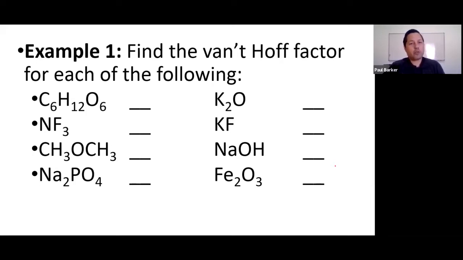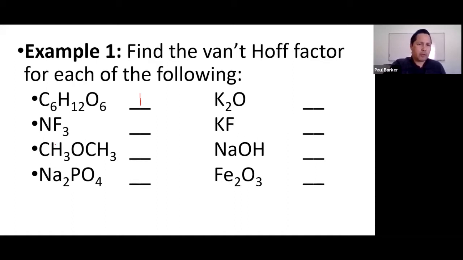So let's start with the first one, that is glucose, C6H12O6, carbon, hydrogen, and oxygen. They're all covalent bonds. All of them are covalent bonds. So I can go ahead and say, therefore, the Van Hoff factor is just 1. That'll be the answer for that molecule. Let's find a couple more just like that.